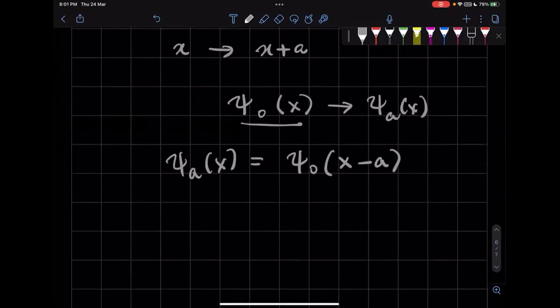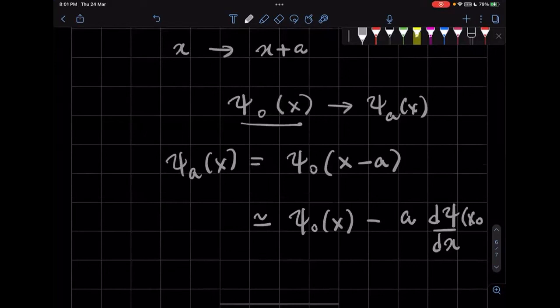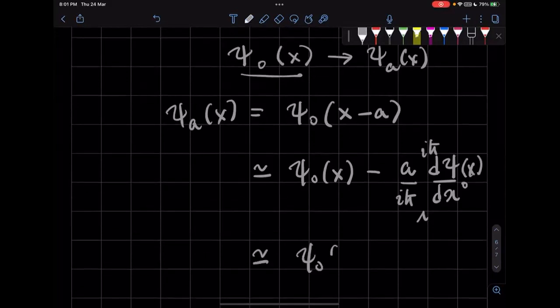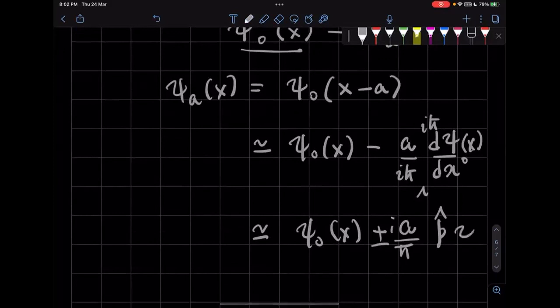And now suppose a is small. If a is small, then I can expand this to psi of 0 at x minus a times d psi by dx. And now I can say, okay, why don't I divide this by i h bar and multiply this by i h bar, and then we can write it as psi 0 of x plus or minus some factor of i a by h bar times some momentum operator P acting on psi 0.